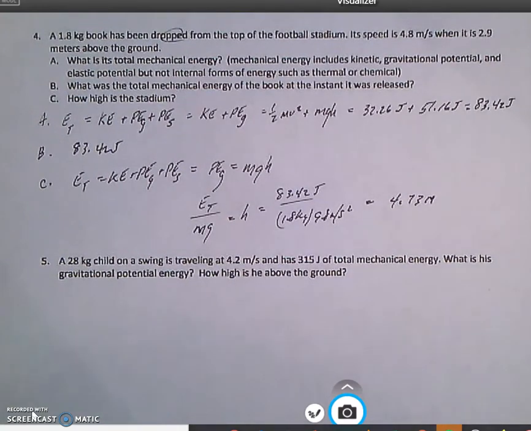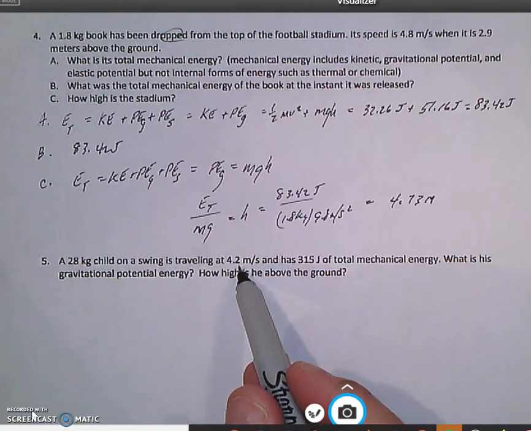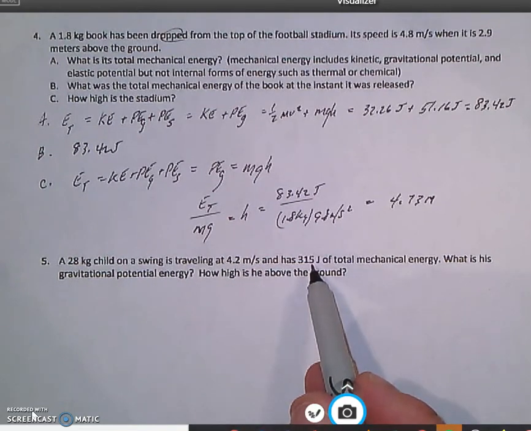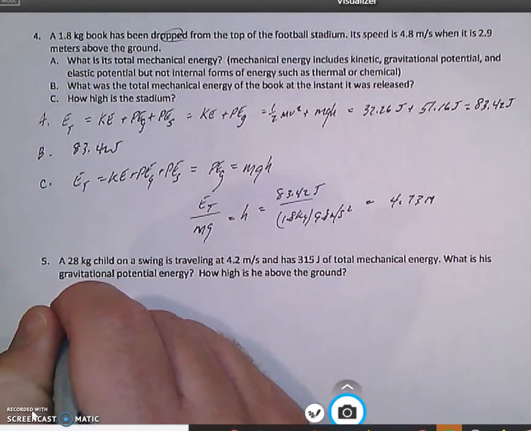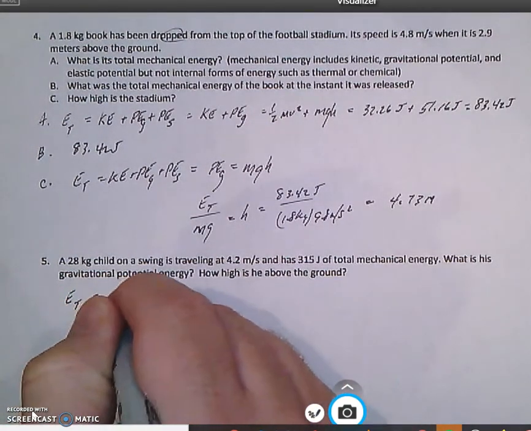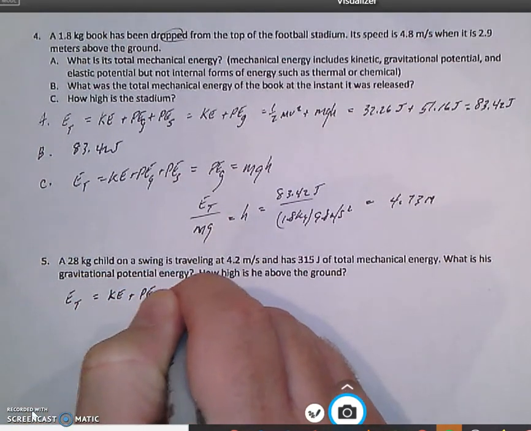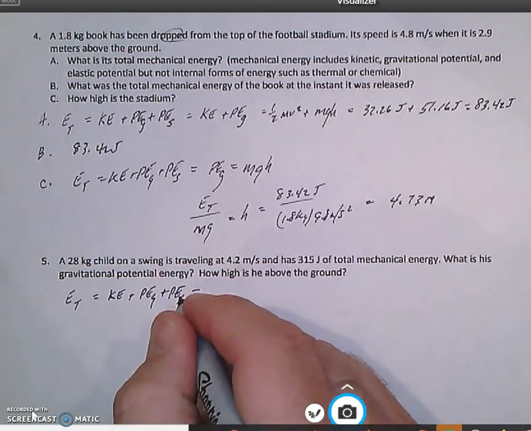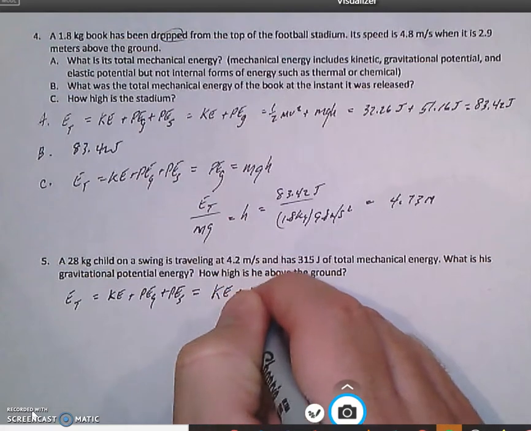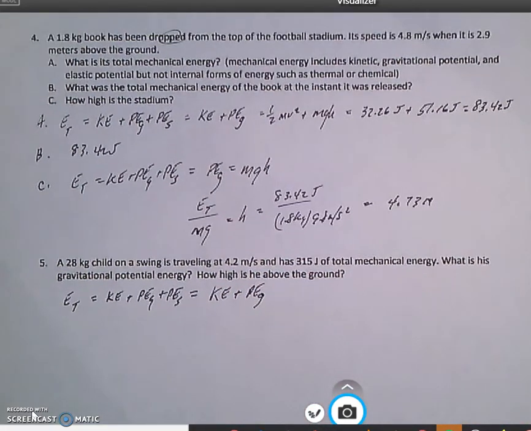A child in a swing is traveling 4.2 meters per second. That means there's speed, which means there's kinetic energy, and has 315 joules of total mechanical energy. What's the gravitational potential energy? Again, we know the total mechanical energy is made up of kinetic plus gravitational potential plus elastic potential. But in this case, it's a person on a swing, so there's no spring associated with this. I like to start with that, but oftentimes it'll cancel, and you'll come up with situations where something else might cancel as well.